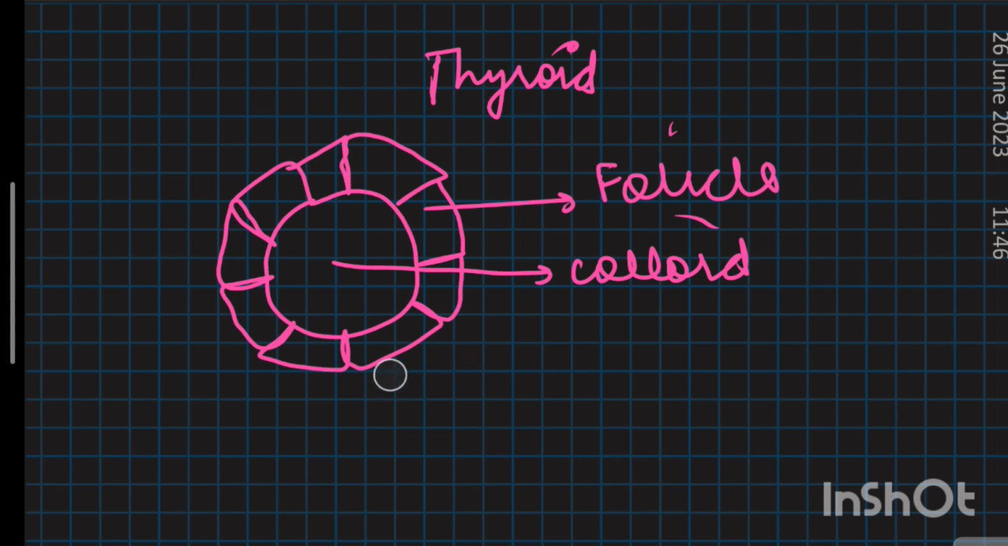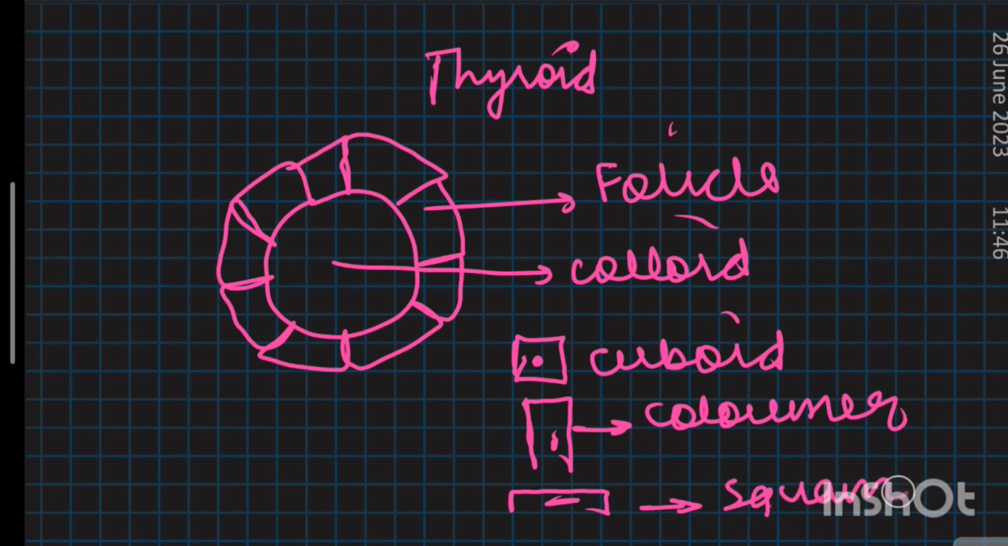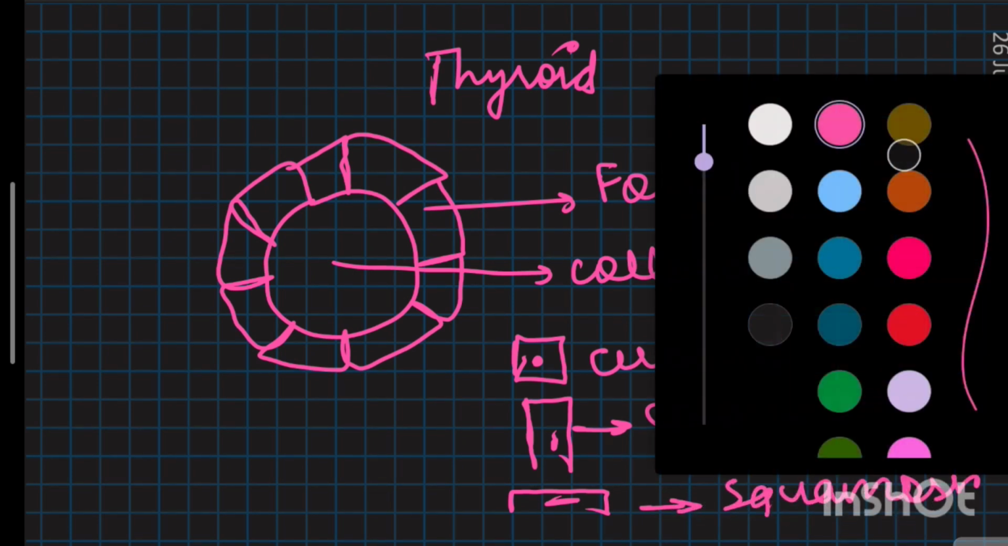Now the normal follicle's shape is cuboidal. When it's more active, that means they have to increase their size, so this is columnar. And when they are less active they have to decrease their size, and this becomes squamous. It's an easy trick to remember.